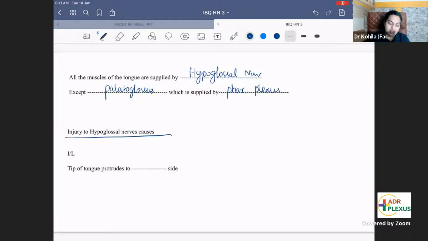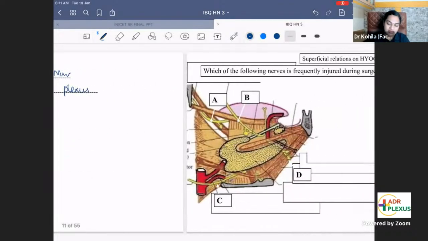Injury to the hypoglossal nerve causes ipsilateral atrophy of the tongue of the same side. And in hypoglossal nerve palsy, when the patient is asked to put the tongue out, the tip of the tongue will protrude to which side? To the same side. Okay, please remember that.